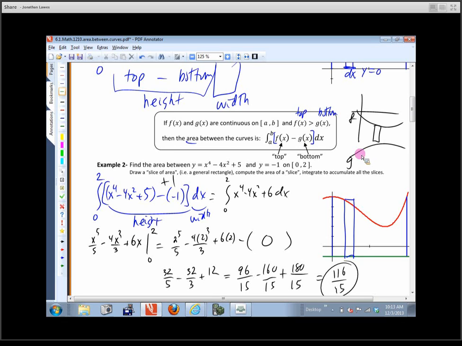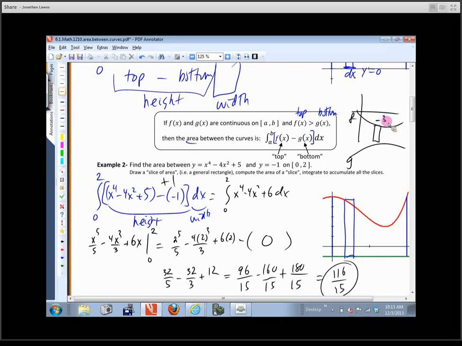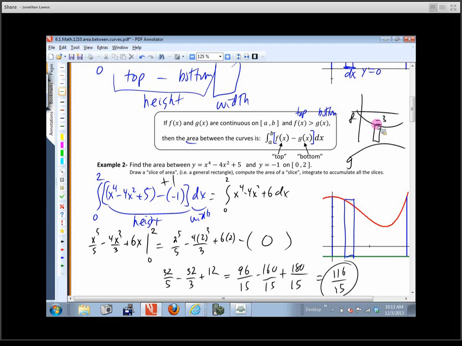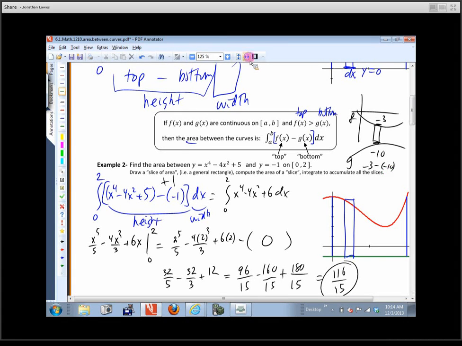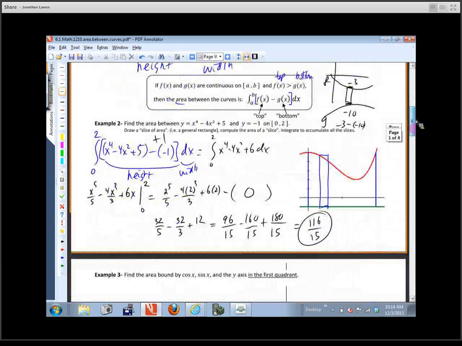Yes. Yeah, let's pick a number. Let's say this is -3. Let's say the function value right here is -3. And let's say the function value here is -10. Top minus the bottom, I end up with positive 7. If you do the top minus the bottom, it will always produce a positive quantity for the height. Okay? Any questions? Okay, go ahead and flip the page over then.